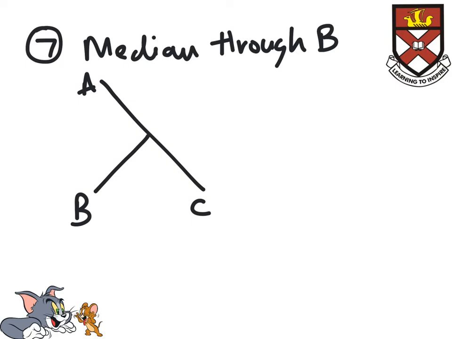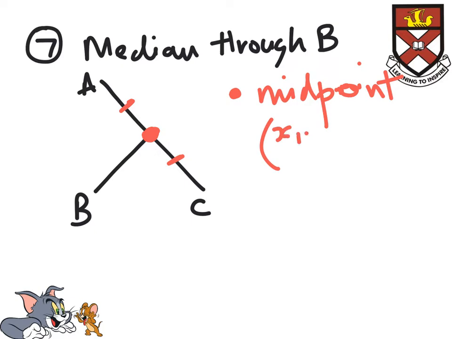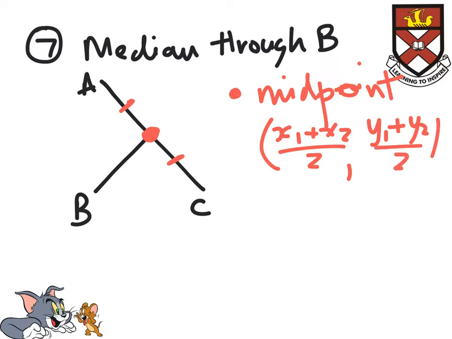Okay, the longer questions. Question 7. Find the equation of the median BD. So a median is a line that cuts the other side in half. So the process for this is to find the midpoint. Now the midpoint is where you add the x numbers together and halve, and you add the y numbers together and halve. So you take point A, you take point C, put them through that little formula, and you get the midpoint, which is D.